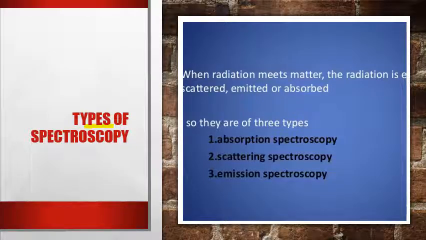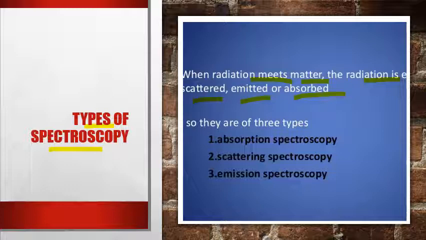Now there are different types of spectroscopy to study, because when the radiation meets the matter, the radiation can be scattered, emitted or absorbed. After passing through the sample, when we analyze the light, some of the light is absorbed, some is scattered, some is emitted. So on the basis of that, we have different types of spectroscopy.